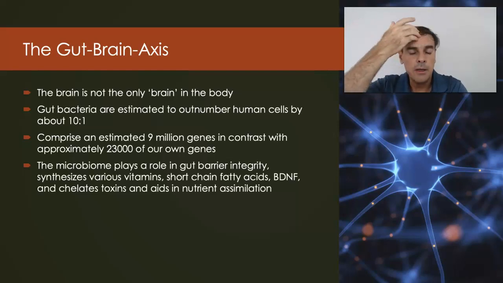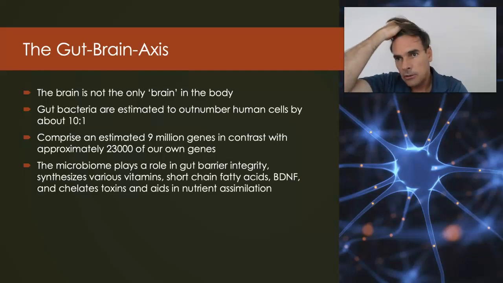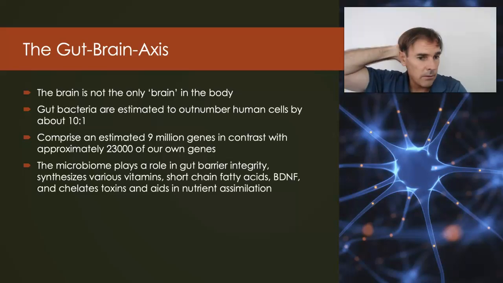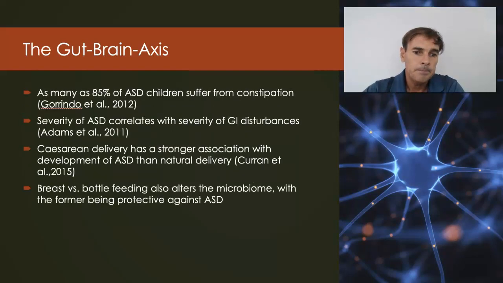So there's very interesting behavioral effects. And if you look at the role of gut bacteria in synthesizing things like serotonin and gamma aminobutyric acid, these other neurotransmitters, it kind of makes sense. So in terms of the other evidence around the gut-brain axis, by some studies' estimates, as many as around 85% of children with autism suffer from constipation. This is actually pretty well known. Another thing is that the severity of autism tends to correlate with the severity of the GI disturbance.